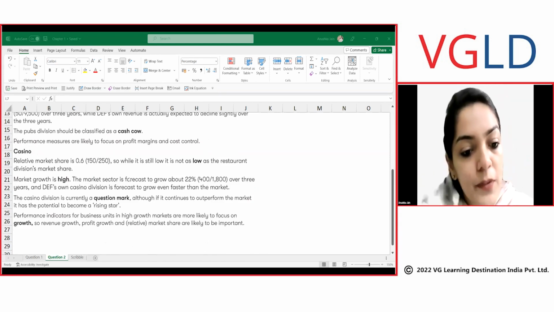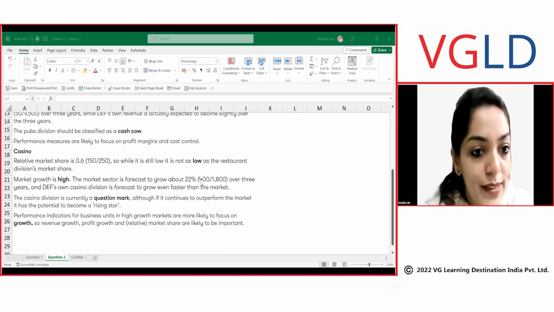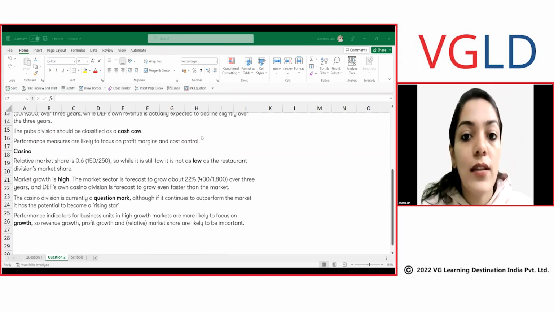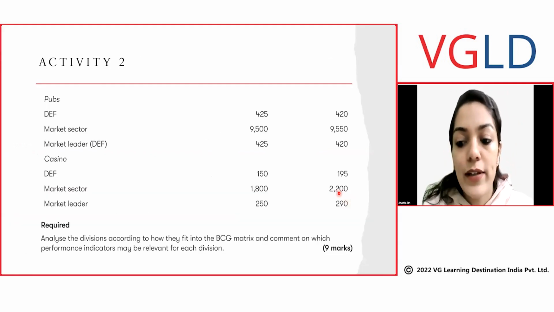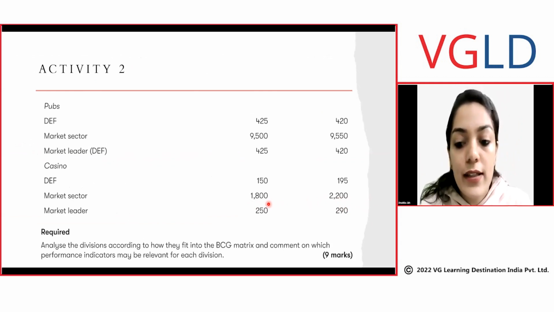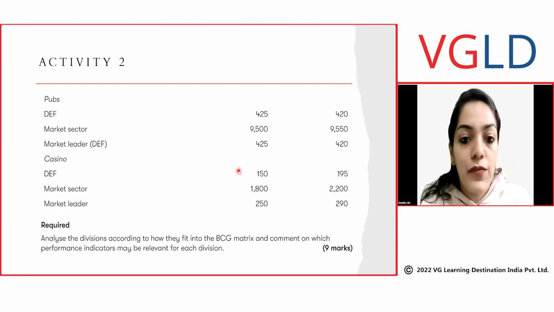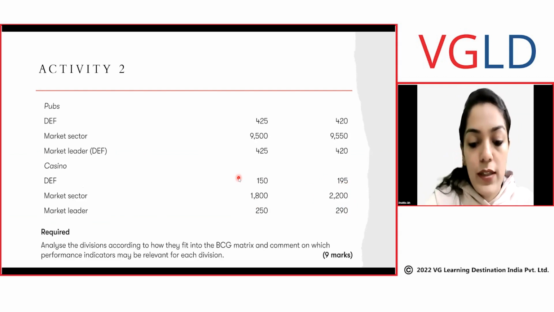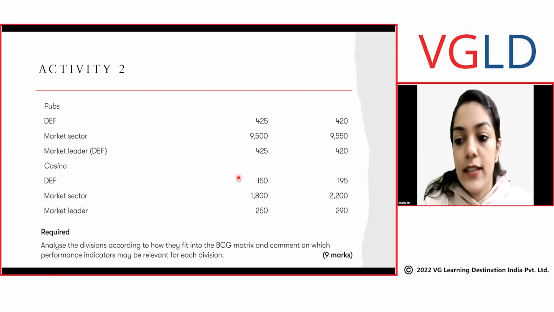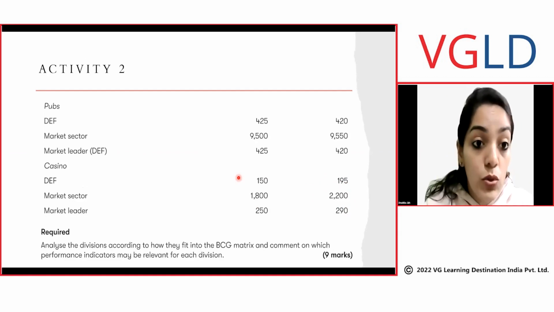Market growth is high. The market sector is forecast to grow by 22% over 3 years, and DF's own casino division is forecast to grow even faster than the market. So what the question is doing, see, have a look at the slide. It is calculating the growth in the market, that is 400 by 1800, and also it is calculating the growth in its own performance as 45 by 150. So if we do 45 by 150, that's 30%. Okay, as compared to market growth of 22%.